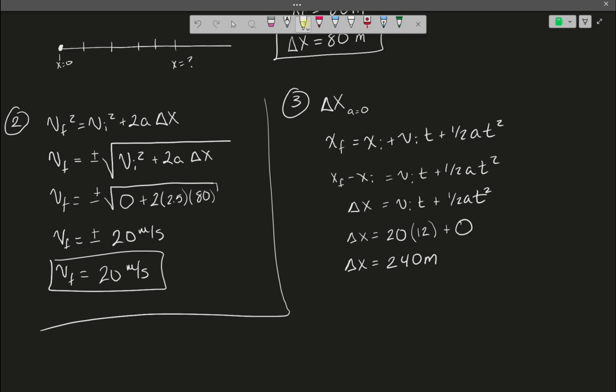This person is not on a bicycle. Like, let's just leave it at that. They're on a motorcycle or something. This is not a bicycle. I can't bike this fast. So the change in position is 240 meters.